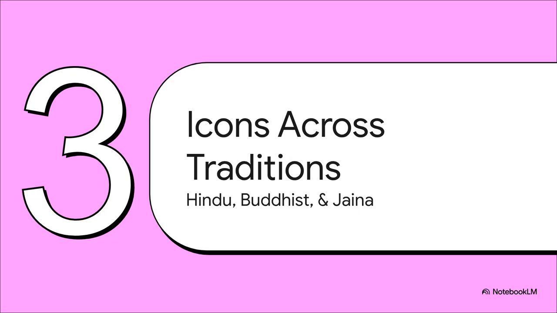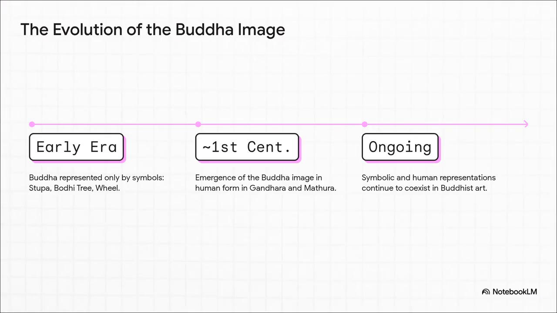So now we have this amazing toolkit, right? Well, what's so cool is that it doesn't just work for one tradition. We can use these exact same principles, posture, gestures, symbols, to understand icons all across Hindu, Buddhist, and Jaina art. Take the image of the Buddha, for example. You know, in the earliest Buddhist art, you don't actually see him at all. His presence was just implied through powerful symbols, the stupa, the Bodhi tree where he reached enlightenment, or the wheel representing his teachings. The human form we're so familiar with, that came much, much later.